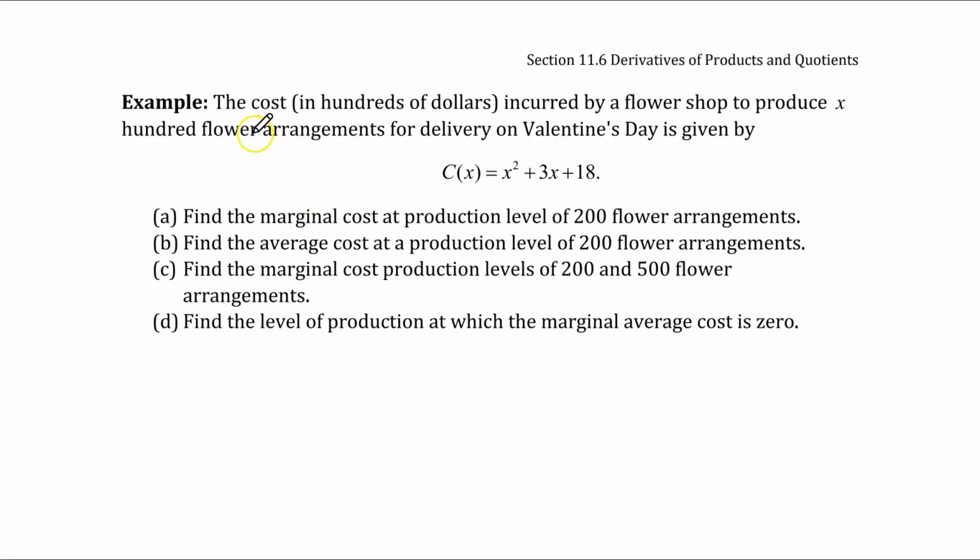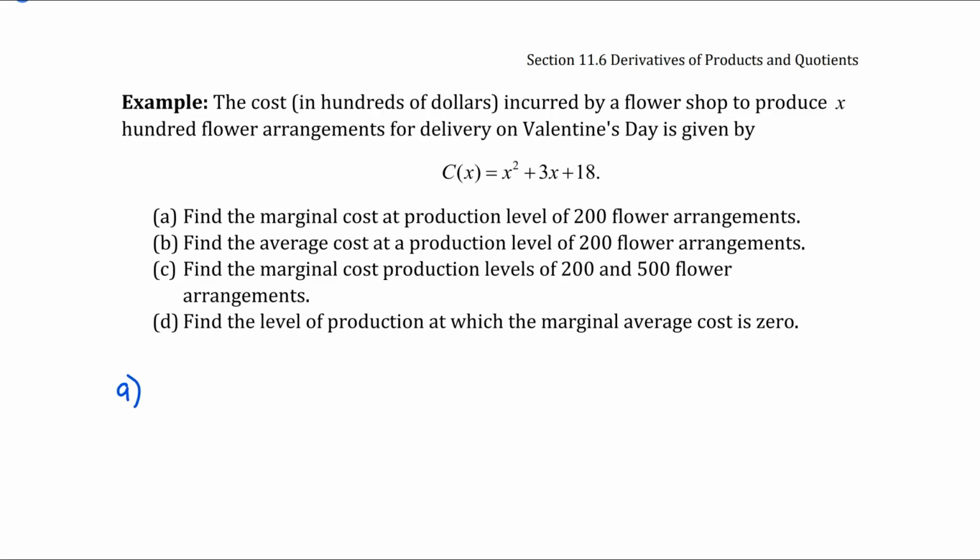Second example. The cost in hundreds of dollars incurred by a flower shop to produce x hundred flower arrangements for delivery on Valentine's Day is given by C of x equals x squared plus 3x plus 18. Find the marginal cost at production level of 200 flower arrangements.